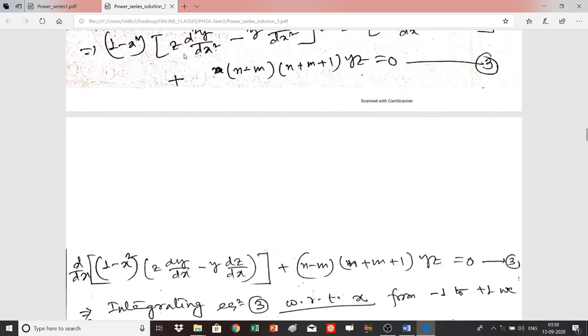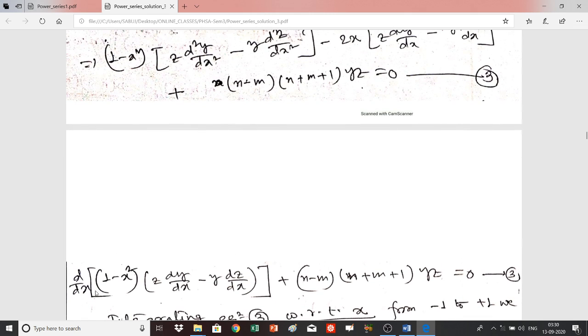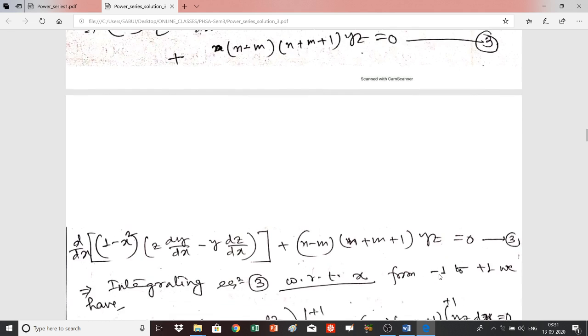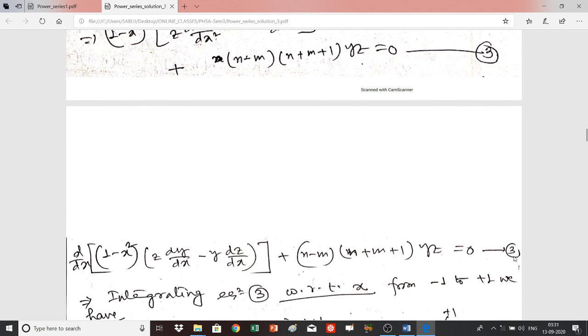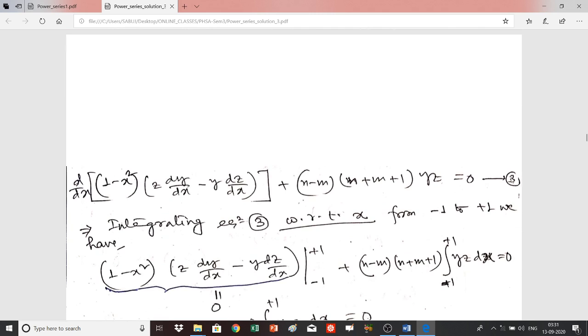This can also be written as d/dx of (1 minus x squared) times (z dy/dx minus y dz/dx). Just differentiate and you will get the first two terms, then plus n minus m into n plus m plus 1 into yz, equal to 0. It would be better to denote this as equation 4; I wrote it as equation 3, but we will call it equation 4.